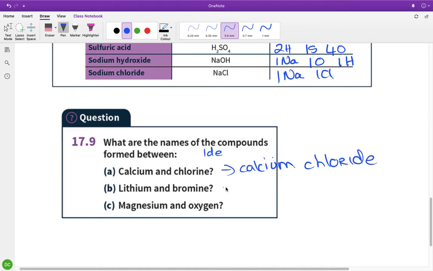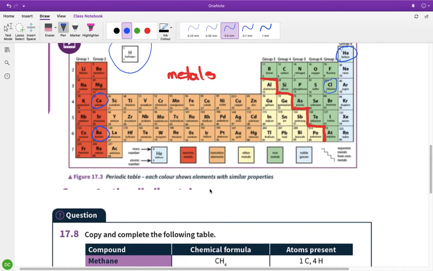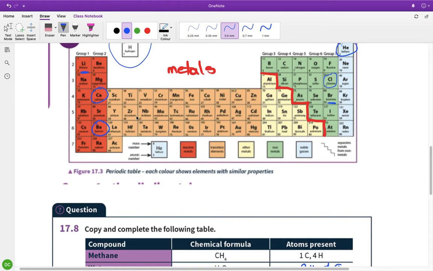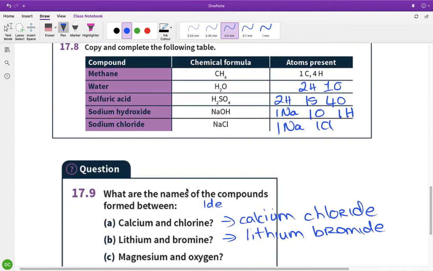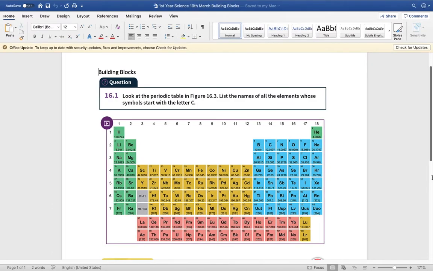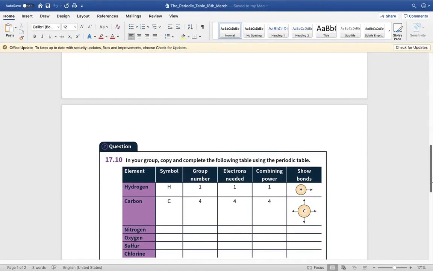chloride. Lithium and bromine. Bromine's over here and lithium's over here. So again, metal and non-metal, so it's lithium bromide. And then magnesium and oxygen. Magnesium is there and oxygen is over here. So metal and non-metal becomes magnesium oxide. So that's between metals and non-metals.